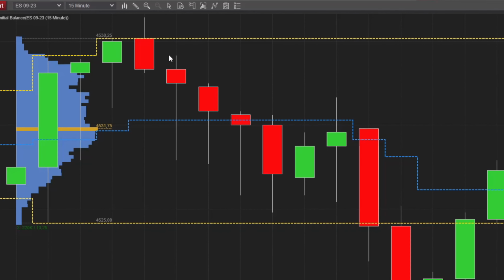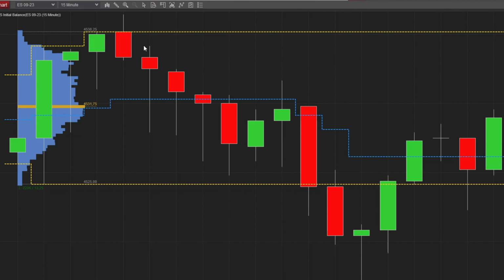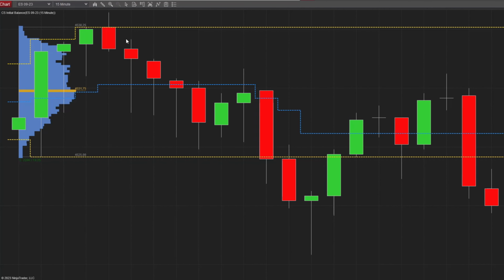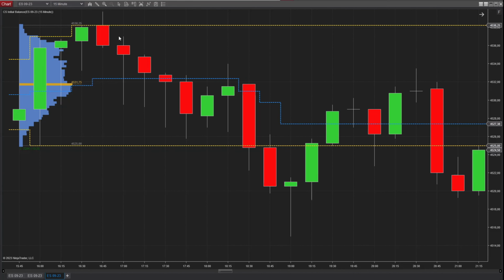This is the beauty of using initial balance statistics. It allows you to make informed decisions, reducing guesswork and increasing your chances of a successful trade. So the next time you're in a similar situation, you know exactly what to do, thanks to the power of data-driven trading.